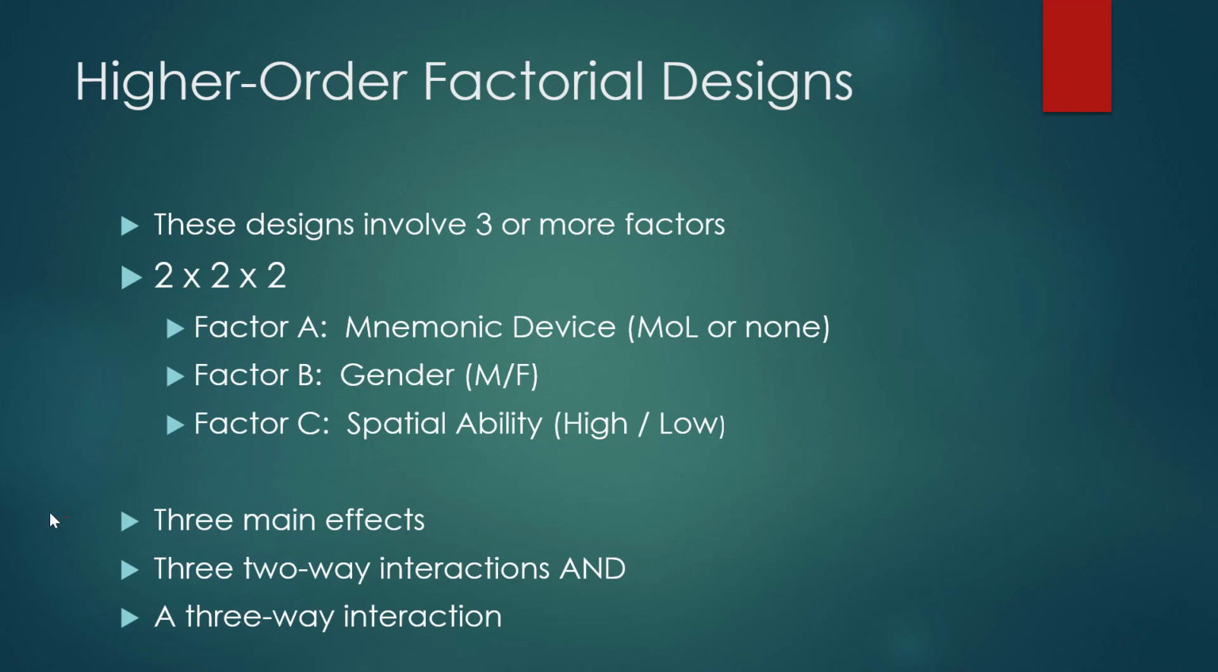So we had a main effect of A, a main effect of B, and a main effect of C. And then we had an A by B interaction, a B by C interaction, an A by C interaction, and an A by B by C interaction. Very complicated.